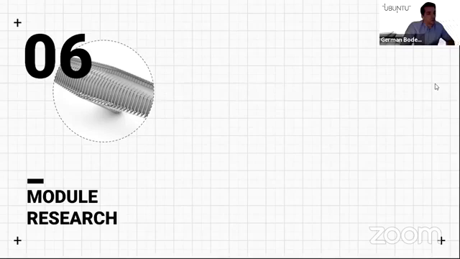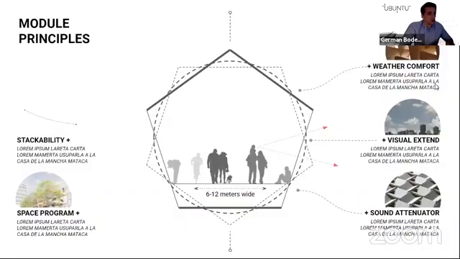After we got an optimized path, we started doing a module research, and then we plot the principles. And as coming from a manifesto, we want to develop a single module that can adapt to all the circumstances, that can also be prefabricated offsite out of wood.